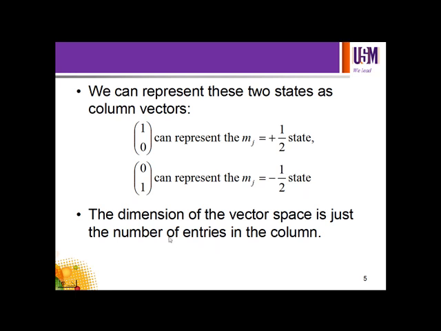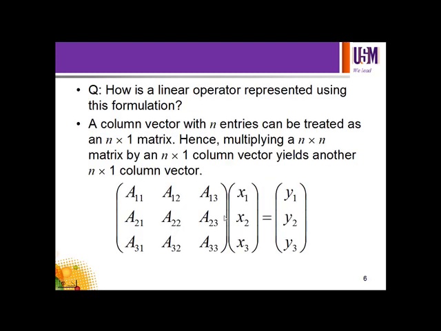The dimension of the vector space is just the number of entries in the column. So basically, we say n dimension. That means if you have two dimensions, like this present example, we have two entries in the column. If we have three, that means we have three entries. If we have an n dimension system, then we have n entries in the column.